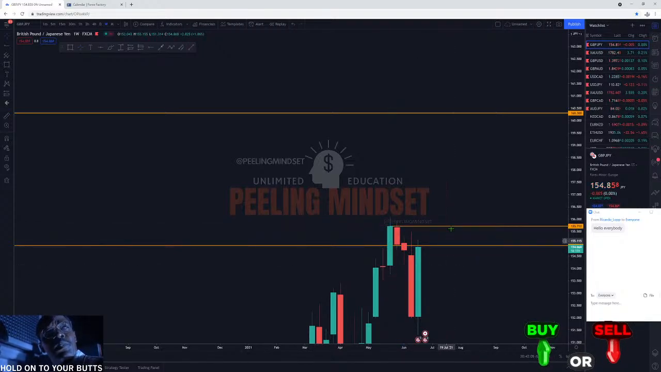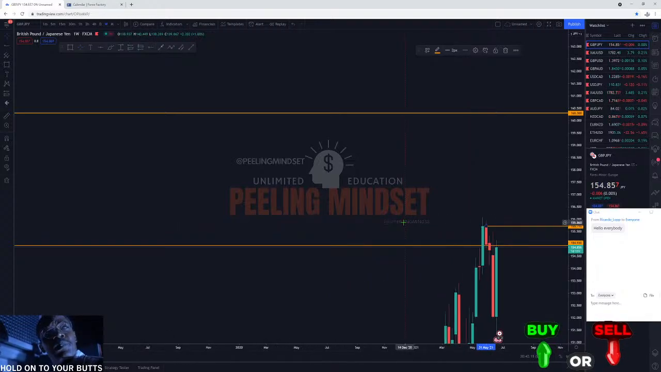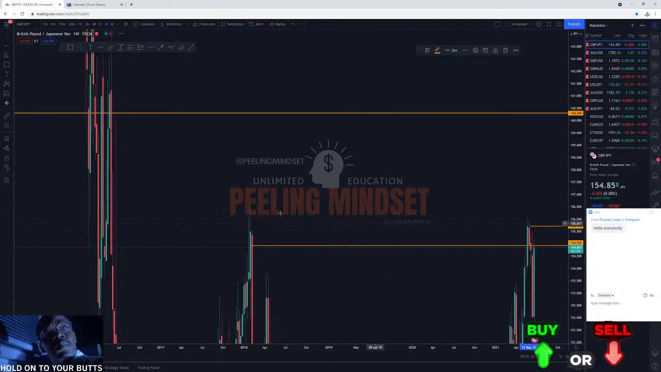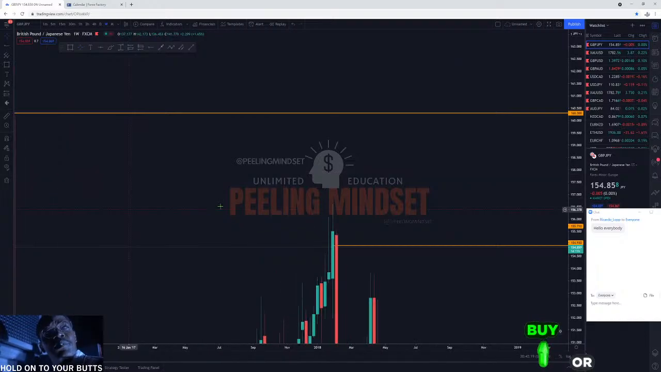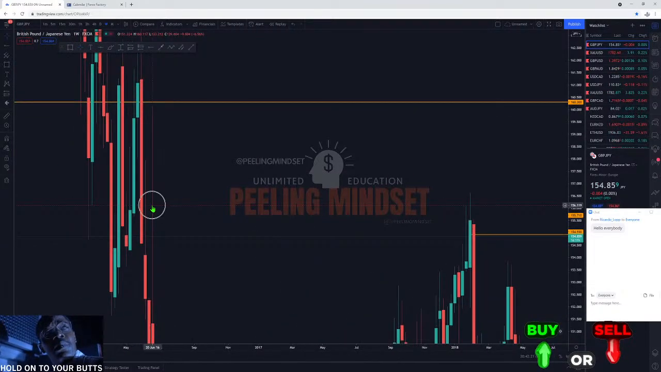That is a key rejection level, a weekly key rejection level. Maybe once price starts breaking 155.710, there is higher potential for the price to move up. Look at this. There is a wick on the left-hand side that the price can actually dive into. So it's actually quite interesting, isn't it?